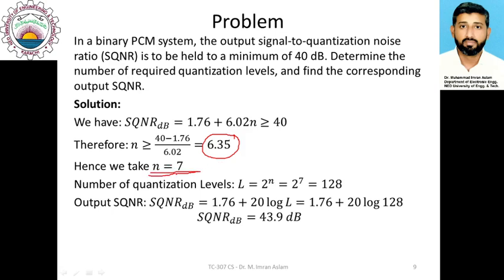So how many quantization levels will be there? We can easily calculate those quantization levels now. That will be L is equal to 2 raised to power n, that is 2 raised to power 7, which comes out to be 128.